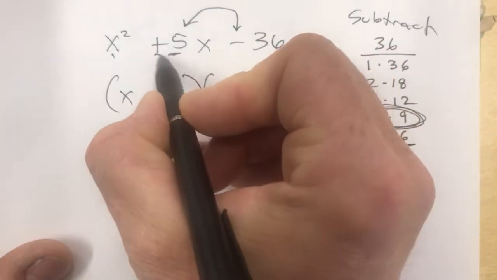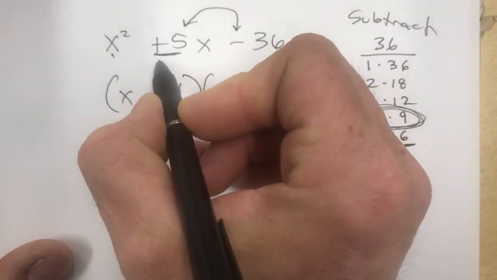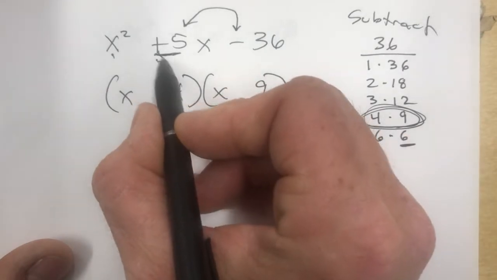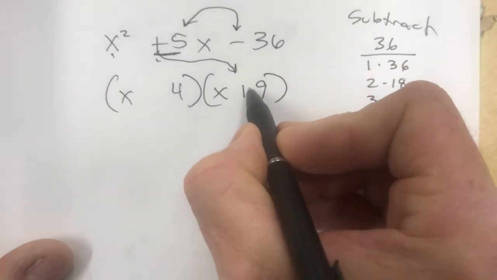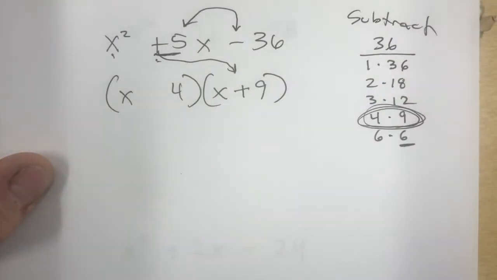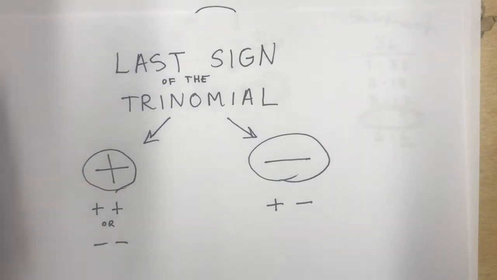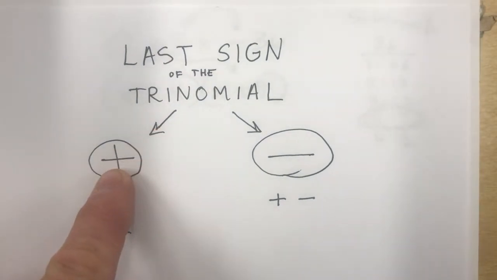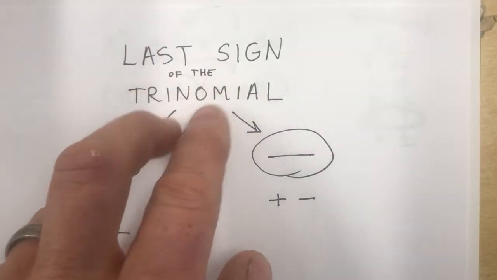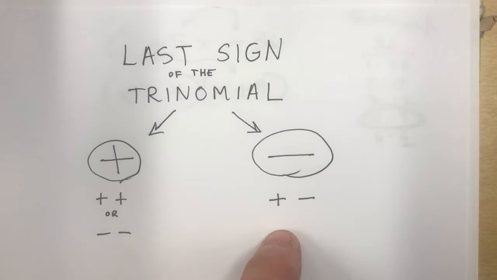Well, this sign in the middle for the B number is positive. This sign always goes to the bigger of these two numbers down here. So this sign is going to go over here. Now what's the sign for this one? Well, it depends on the last sign. Now I made a note here. The last sign of the trinomial. If the last sign's a plus, then that means both of your signs in your factors have to be the same. They're either both plus or they're both minus. But if the last sign of your trinomial is a negative, then that means you have to have a positive and a negative. You have to.